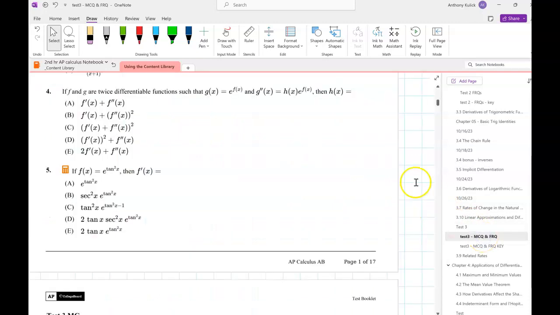Isn't the derivative of anything like e just the same? The derivative of e to the x is e to the x. That's what you're asking. Yes. Well, you can't really do anything with this in your calculator because it's not for a number.